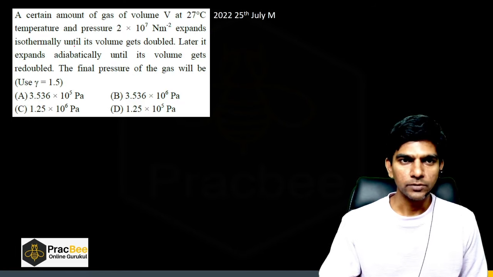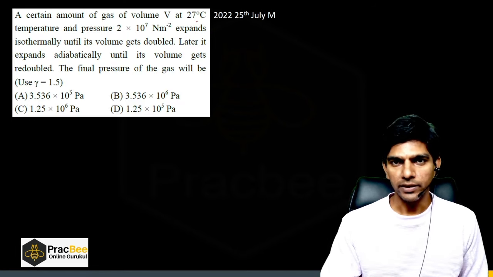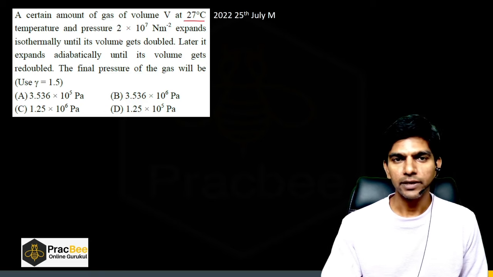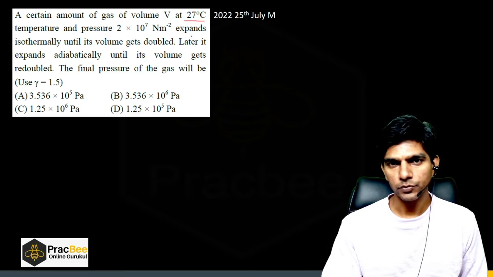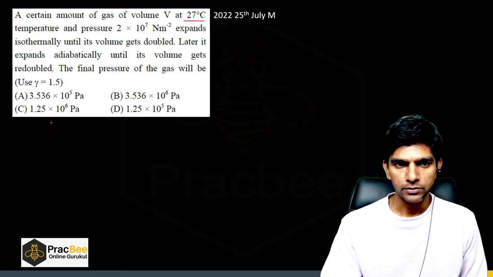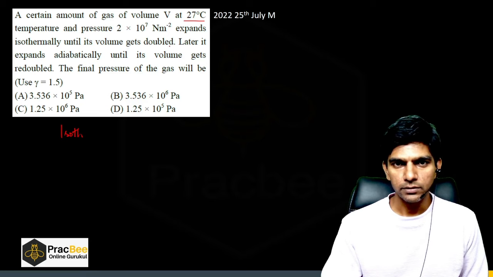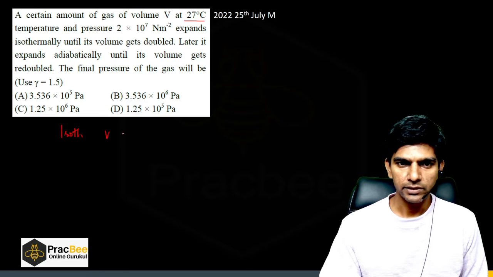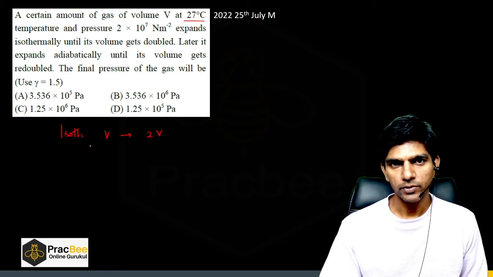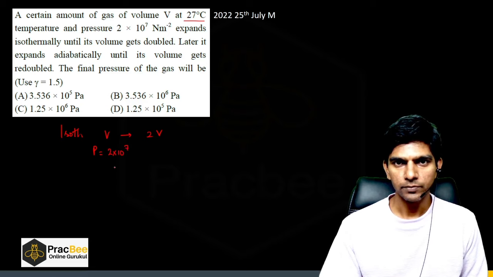Now let us see another question. A certain amount of gas of volume V at 27 degrees Celsius temperature and pressure 2 into 10 raised to 7 Newton per meter square expands isothermally. So it's an isothermal process, right? Until its volume gets doubled. So volume is increasing. Let us say initial volume is V and then it becomes 2V, and we have given initial pressure, 2 into 10 raised to 7, and the temperature is also given, that is 27 degrees Celsius. Later it expands adiabatically until its volume gets redoubled.